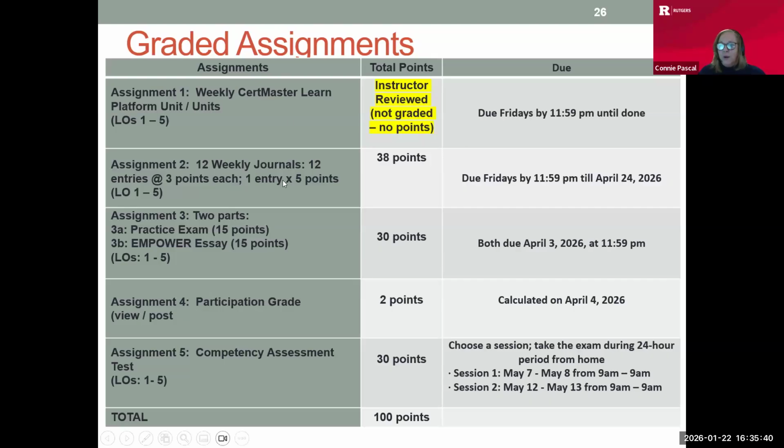What does go into the grade book are your weekly journals. There are 12 journal entries: 11 for 3 points, and 1 for 5 points. Put this in your head: your journal entries are due every Friday at midnight. You do have a 72-hour grace period, so you have until Monday at midnight to post it for full credit. After that, it's a 0, and journal entries cannot be made up.